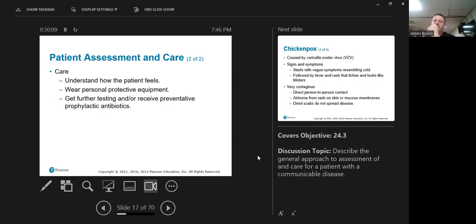Care, we're going to understand how the patient feels, wear protective equipment. So a lot of this is just kind of protecting ourselves and then getting further testing or receive preventative prophylactic antibiotics.